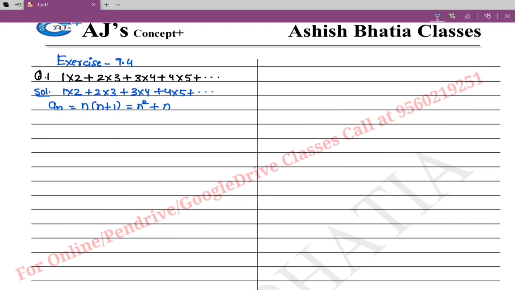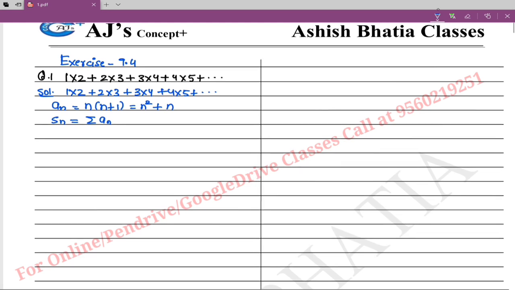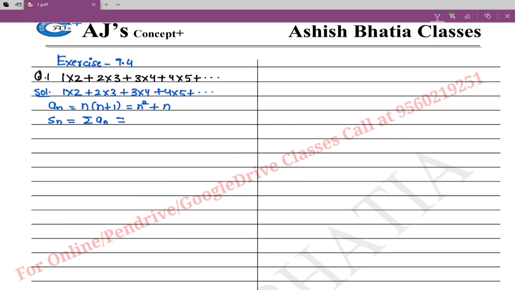Now we have to find the sum of these series, which will be given by Sn, which is equal to summation of An. If you want to know the trick to get the value of An, you can refer to our class notes, or you can watch the videos of our class lectures, and from there you can get the trick for how to get the nth term. Now continuing on the question, Sn is equal to sigma An, which is summation of n square plus n, which is further equal to summation n square plus summation n.